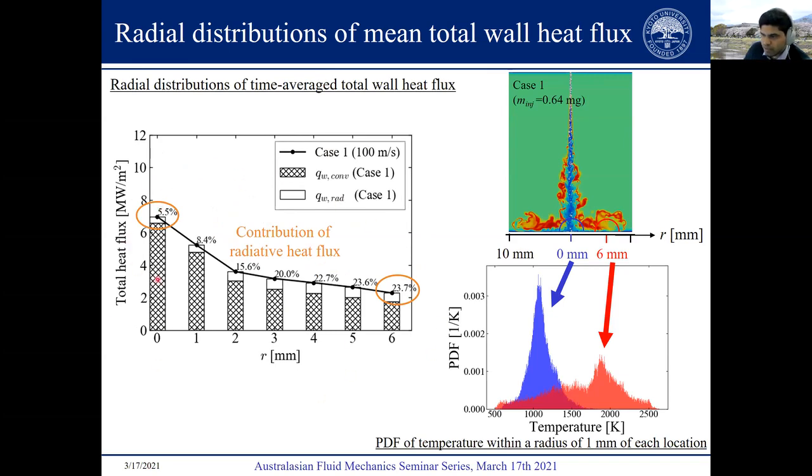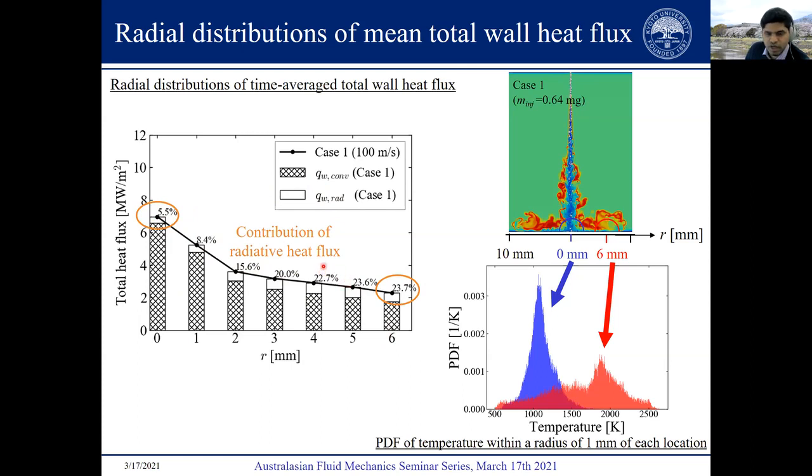These bar graphs are showing you the contributions of both the convective heat flux and the radiative heat flux, and the ratio of the radiative heat flux to the total heat flux is shown as these percentages on top of these stacked column bar graphs. It can be seen from this figure that the radiative heat flux accounts for a small fraction of the total heat flux at the stagnation point. However, if we move away from the stagnation point, that is, if we increase the radial distance, this percentage becomes greater.